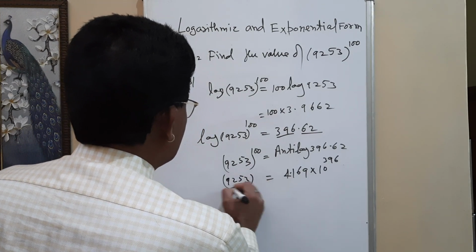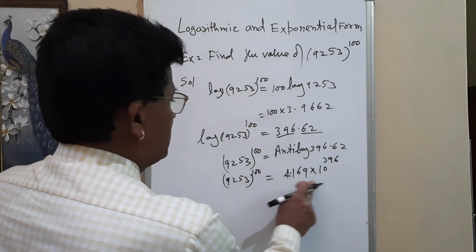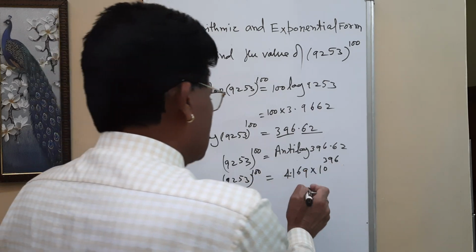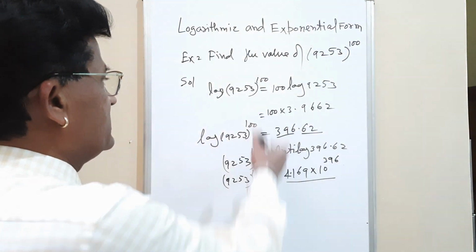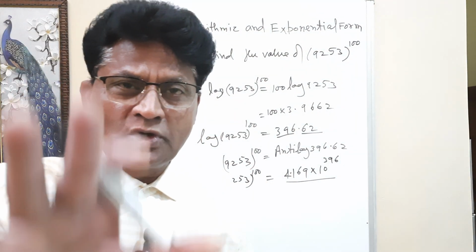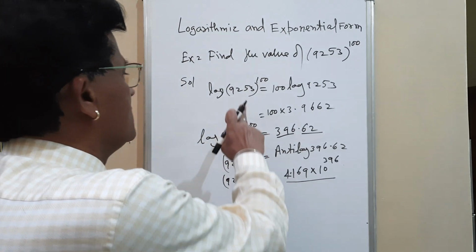9253 to the power 100. देखिए कितना बड़ा नंबर है. इसको मैंने 10 की फॉर्म में लिख दिया. That is the value of it, that is its answer. 2 लाइन में निकाल दिया मैंने इसको. Within 2 lines we calculated its value.